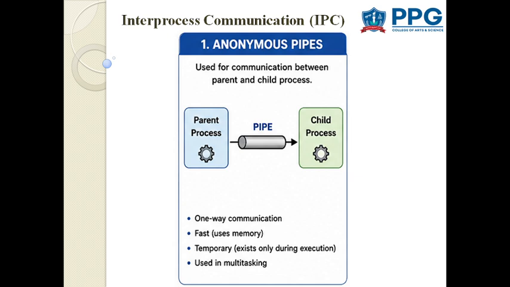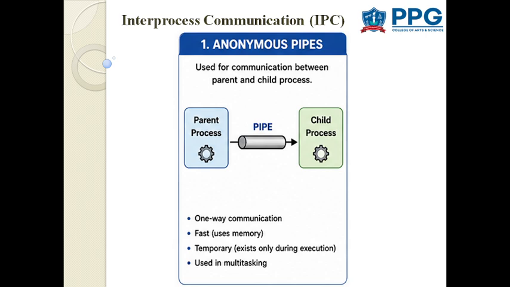The first one is anonymous pipes. It is used to communicate between parent and child processes. A pipe is a unidirectional communication between the processes, that is, a parent process and a child process. It allows data to flow in one direction, like water in a pipe. Pipes are mainly used between parent and child processes.